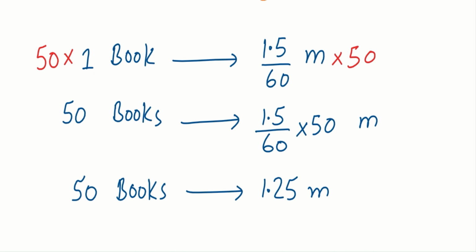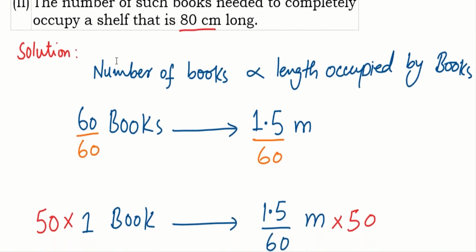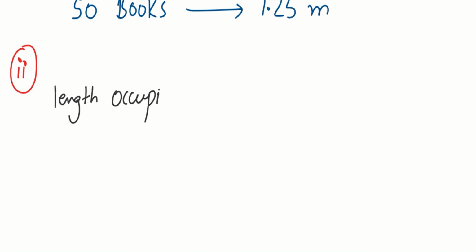Moving on to part number 2. Part number 2 says the number of such books needed to completely occupy a shelf that is 80 centimeters long. Okay, so let's start part number 2. First of all, we will write the relationship. It's a direct relationship between the length occupied by the books and the number of books. So length occupied by books is directly proportional to the number of books.